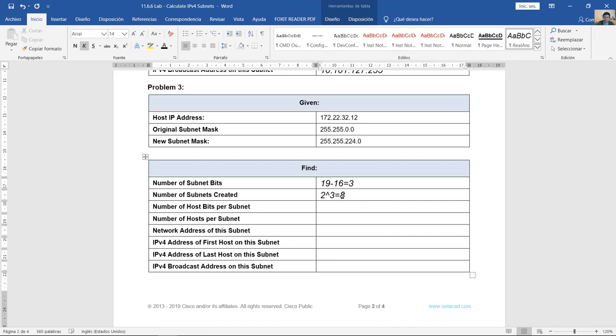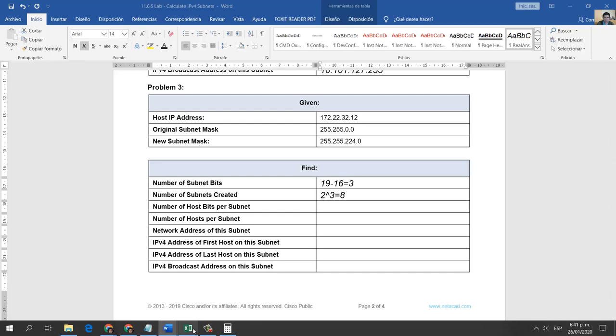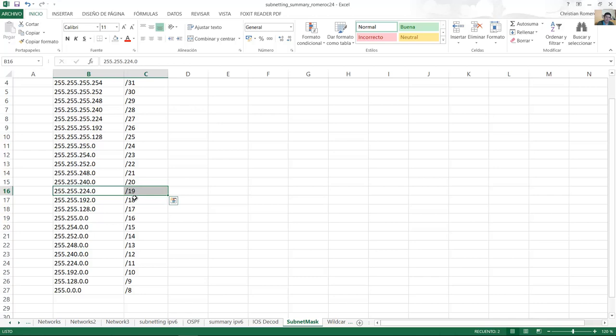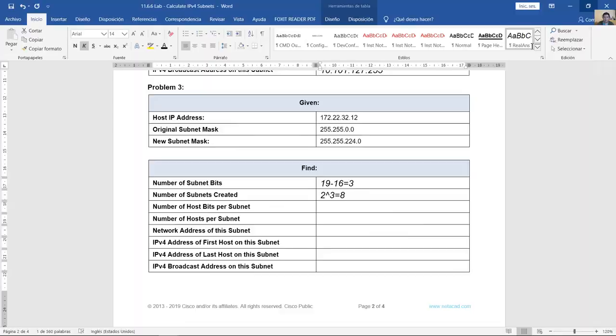Number of host bits per subnet. Remember, for the new subnet mask, the prefix is 19. If you have 19 ones, to reach the number of 32 you will use 13 zeros. So the operation is very simple: 32, that is the bits for an IPv4 address, minus the new subnet mask prefix 19 is 13.